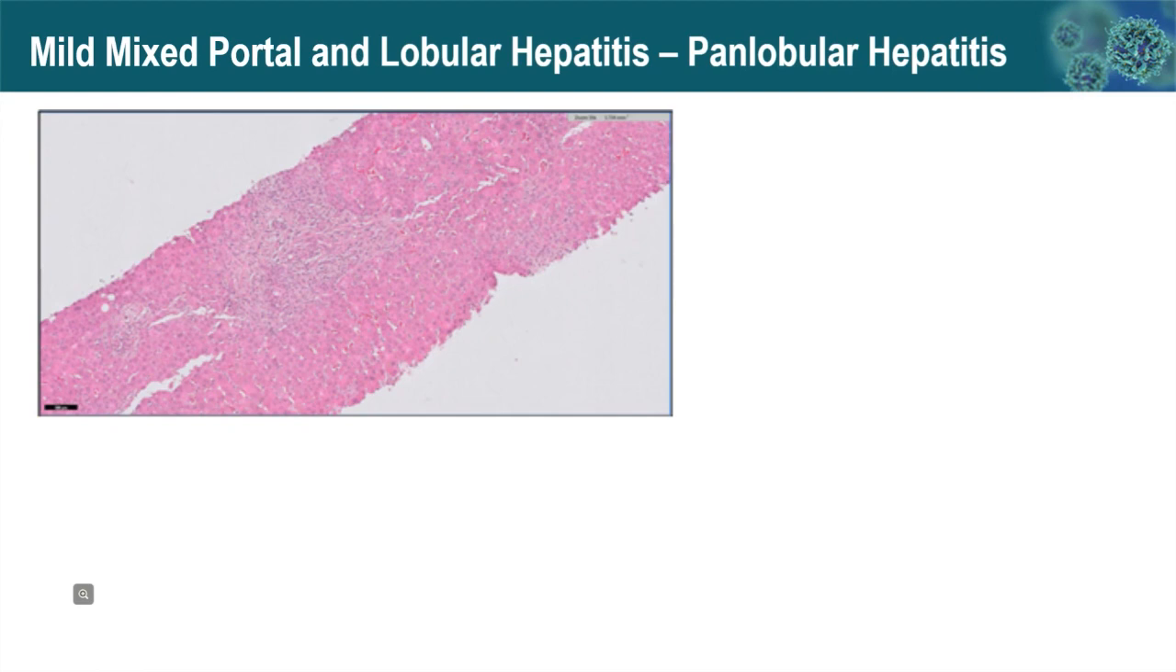Here is an example of a mild panlobular hepatitis, wherein we can see dense portal inflammatory infiltrates, which are a mixed inflammatory infiltrate associated with lobular activity in the form of loose microgranulomas or collections of histiocytes, as can be observed in this low power magnification.